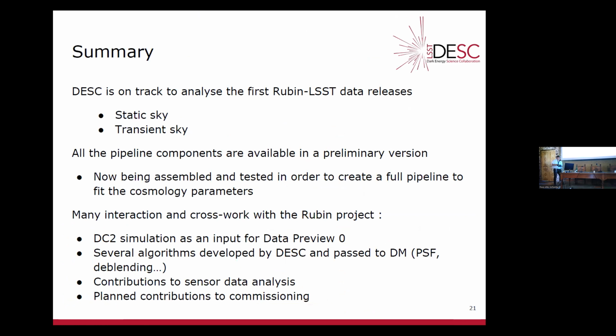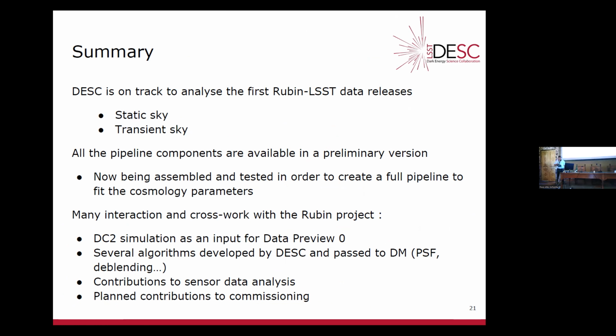So the summary: DESC is on track to analyze the first Rubin LSST data releases for both the static sky and the transient sky. All the pipeline components are available in a preliminary version, and I would even say in an advanced version, in fact. And now all these components are assembled together and tested in order to create a full pipeline to fit the cosmology parameters.